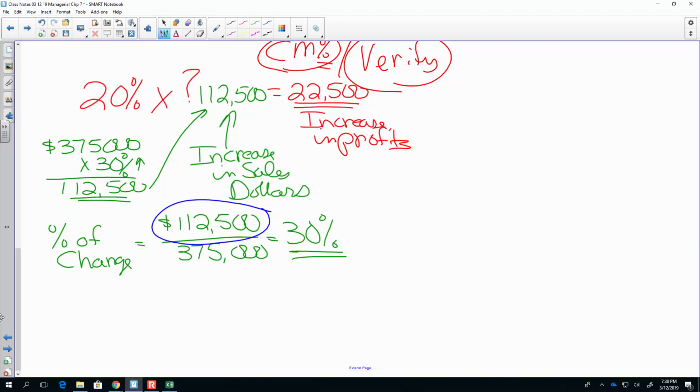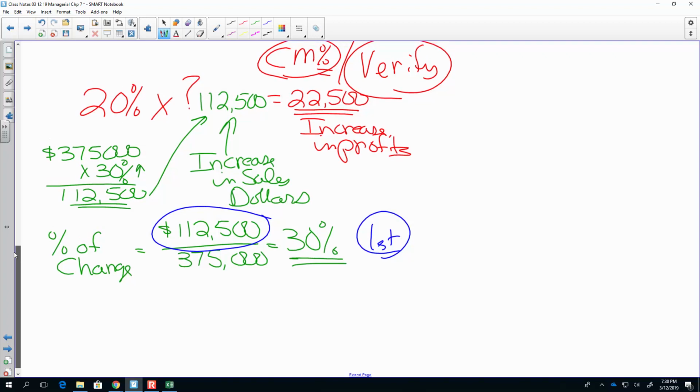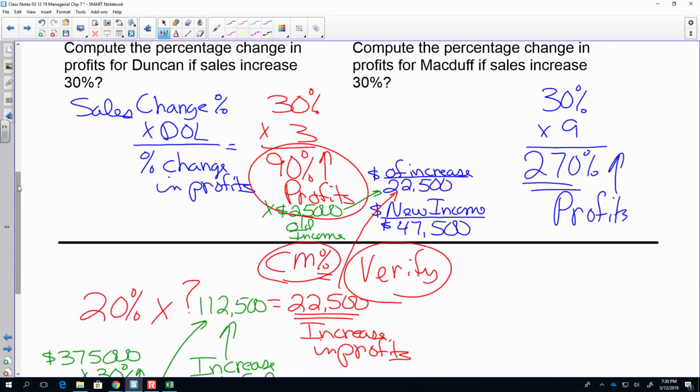So I got to figure out the 30% first, and then multiply that 30% by the DOL. That means my profits are going up 90%. There's my answer, without giving you the sales percentage of increase. What do you say?